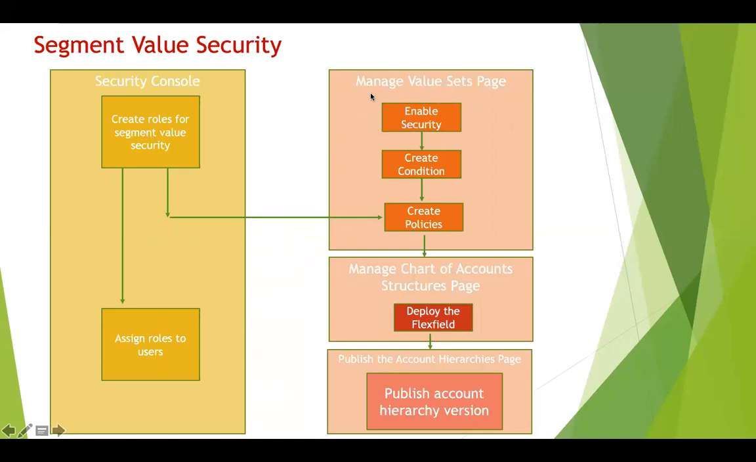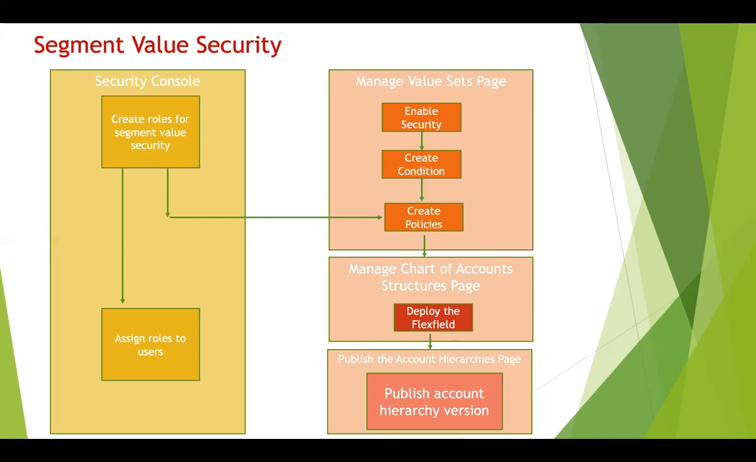There is a task called Manage Value Set. You have to go into that task and enable that security. It's a check box there. Then you have to create the condition. For certain users, certain value sets or certain segments within that value set should not be accessible, or a combination of those segments should be the required segments. That kind of code combination you can define using this segment value security.